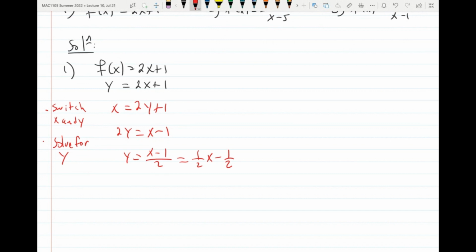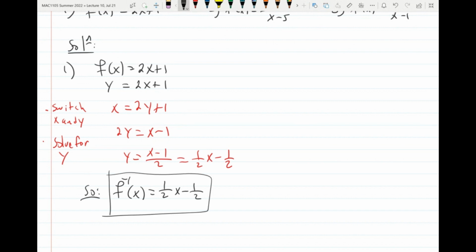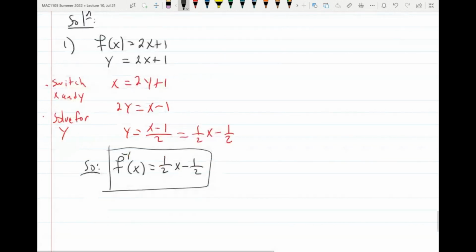And now what we do, the last step, is replace y with f inverse. So f inverse of x is 1/2 x minus 1/2. As we saw earlier, that was our function g, that was the inverse of the function 2x plus 1. Questions? All right, so let me do a rational function example.